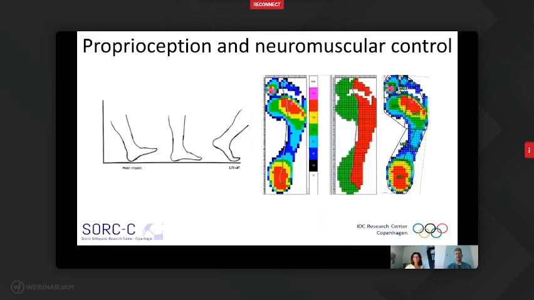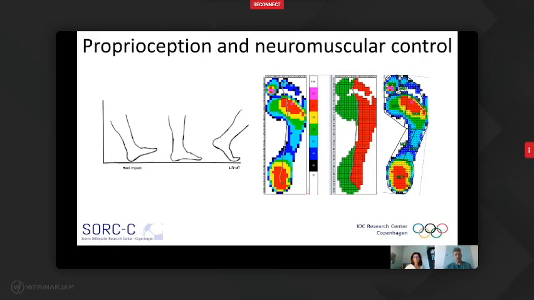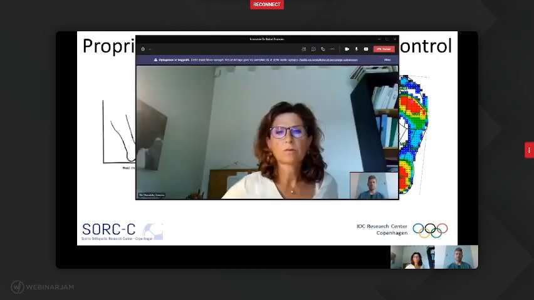We then investigated foot pressure mapping because we expected that they would have a different push-off and a different use of the foot due to the elongated tendon. But we did not see any differences except from a slightly slower heel raise. So our conclusion was that we were not able to find any differences in proprioception. Okay.